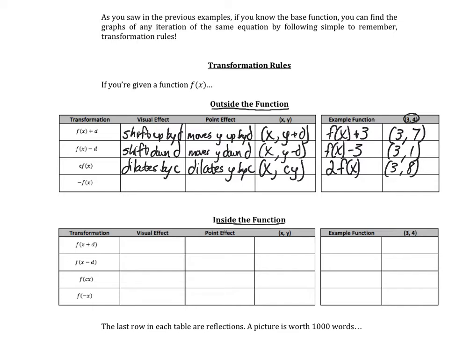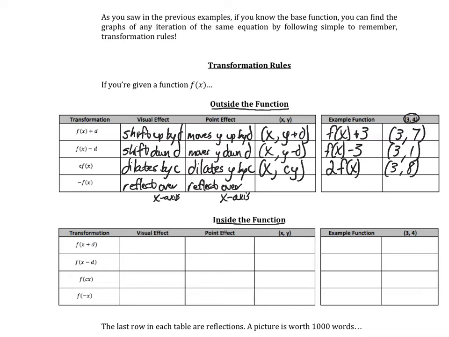And then the last one, negative f of x. The effect that will have is to reflect over the x-axis. The point effect is the same thing: it's going to reflect over the x-axis. What does that mean in terms of your point?